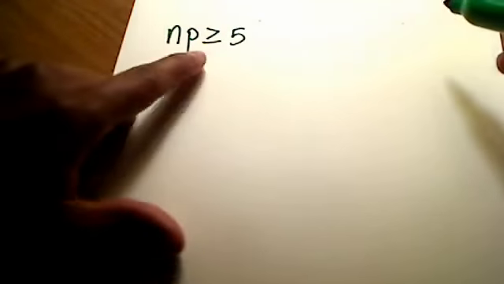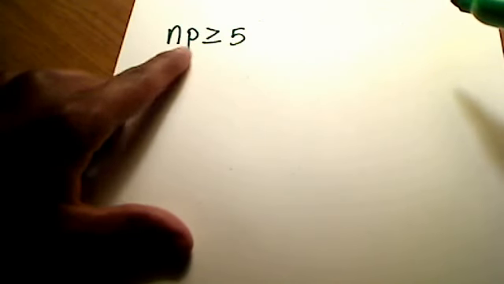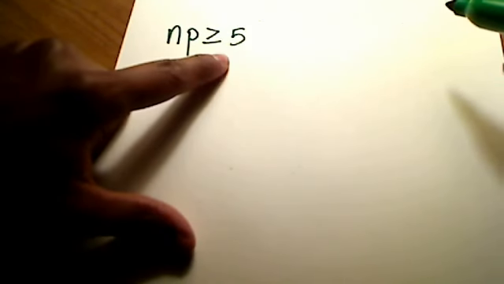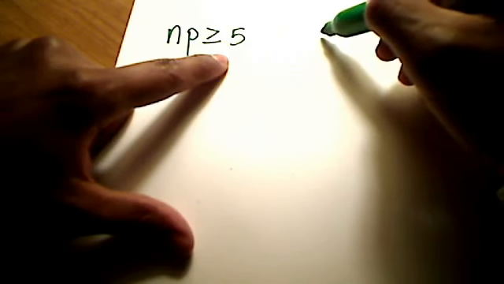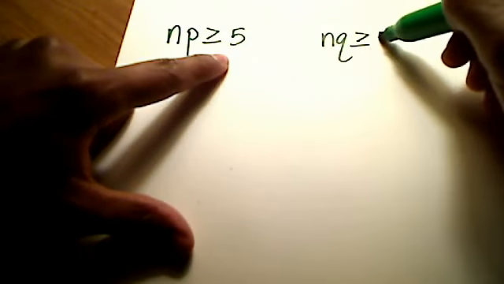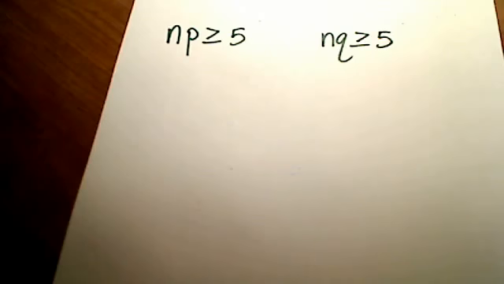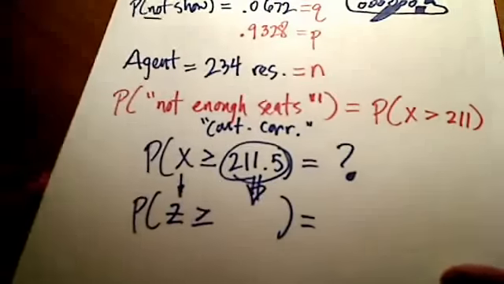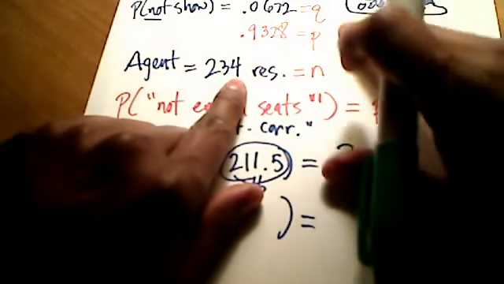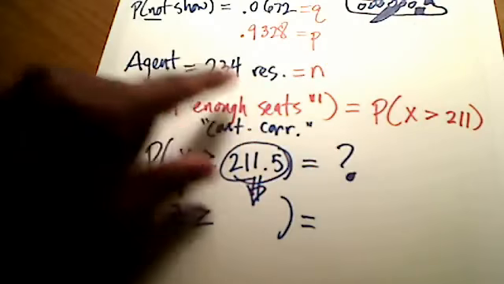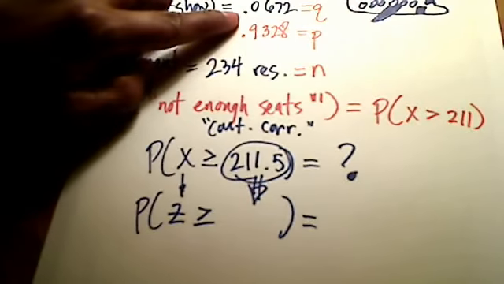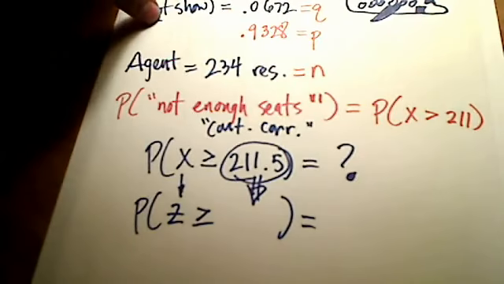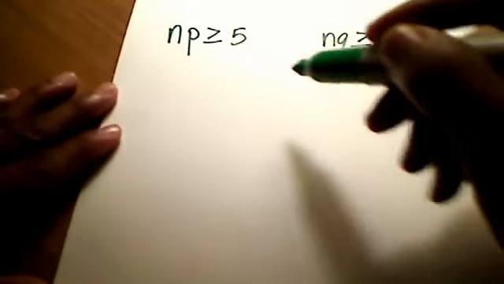So let me just start a new sheet here. Remember that in a previous video I showed you that there are two things that I need to check. I need to make sure that my n times p, probability of success, is greater than or equal to 5. I also need to check that my n times q is greater than or equal to 5. Okay? So I'm going to do that real quickly here. I've got all of my variables. I've got my n, 234. I have my p, 0.9328. And I also have my q of 0.0672. There it is. So I'm just going to quickly double check all those things, and I'm going to do this very quickly here.